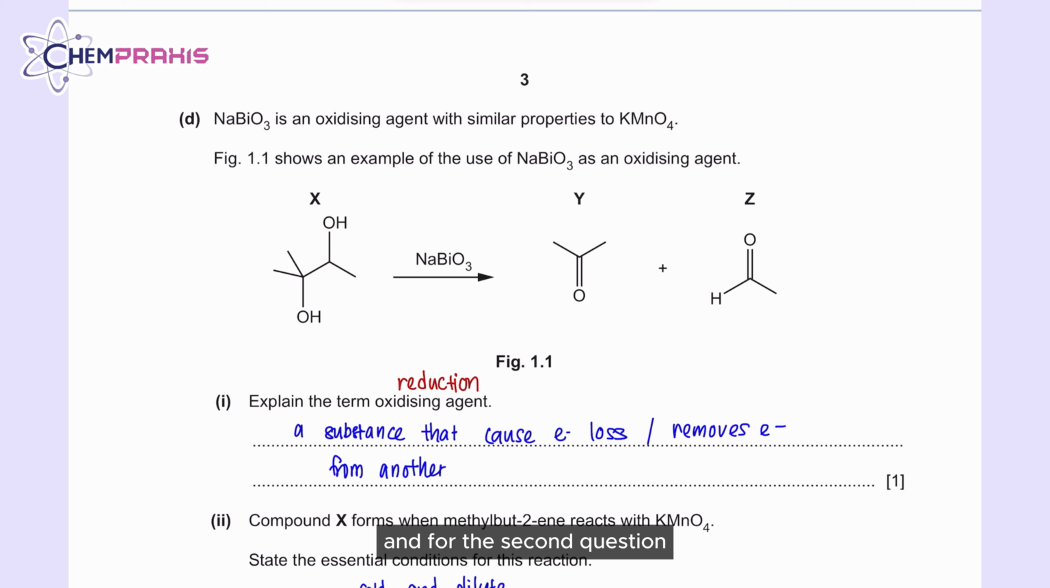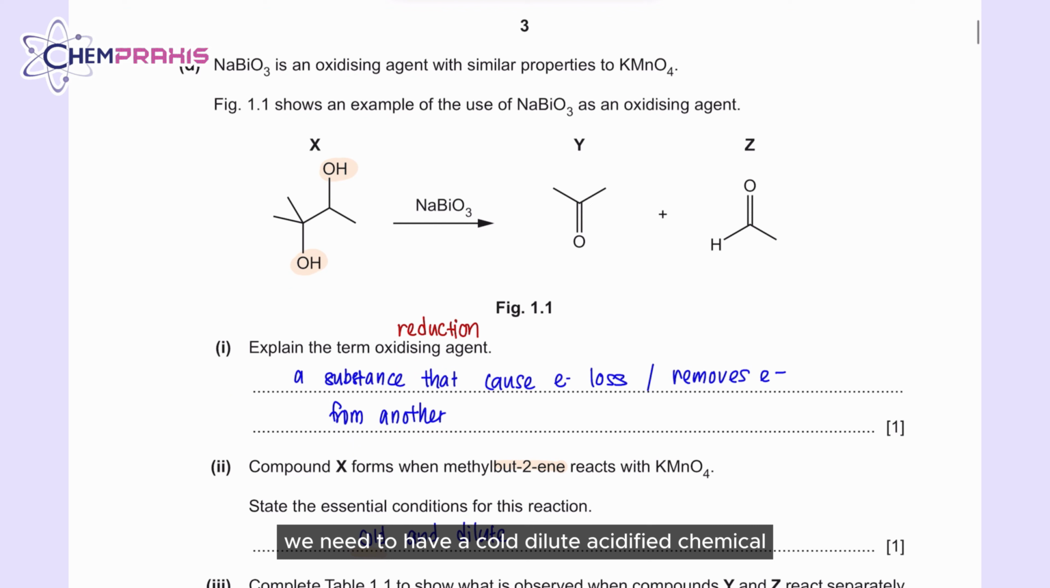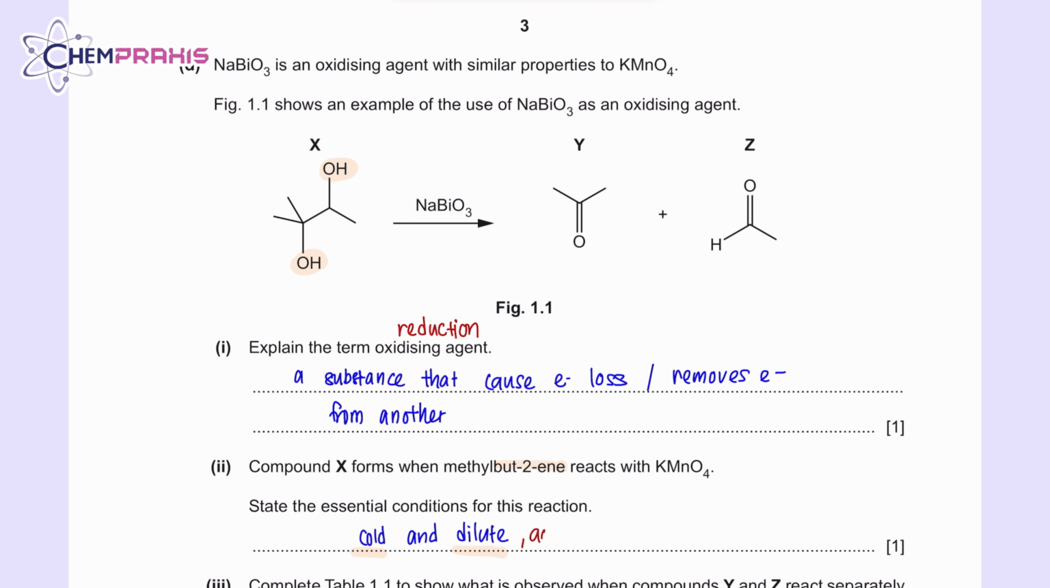For the second question, compound X forms when methylbutene reacts with KMnO4. Compound X is a diol. And in order to change an alkene to a diol, we need cold dilute acidified KMnO4.